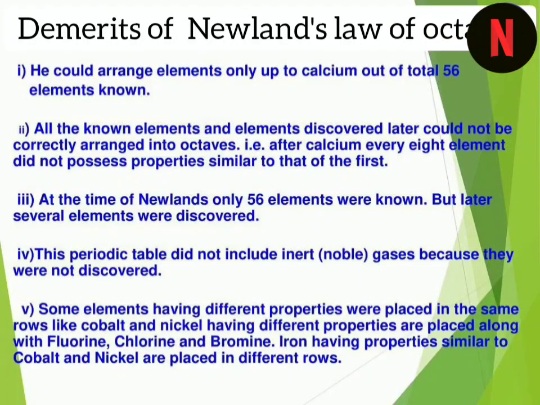Some elements having different properties were placed in the same row. For example, cobalt and nickel, having different properties, were placed along with chlorine, fluorine, and bromine. Iron, having properties similar to cobalt and nickel, was placed in a different row.